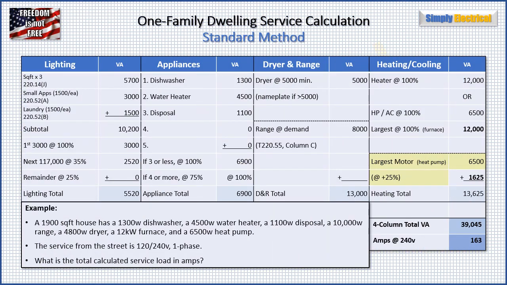Okay, so here is everything all filled out for our example. We've got all of our lighting, we've got our total 5520, we've got all our appliances 6,900, we've got our dryer and range total 13,000, and we've got our heating and cooling and largest motor figured in at 13,625. Now all we do is add these four numbers together and we come up with 39,045 volt amps. With that number we can divide by our voltage, which is 240 single phase. We get 163 amps. Now we can size our conductors, our conduit, our meter pack, and all that good stuff.